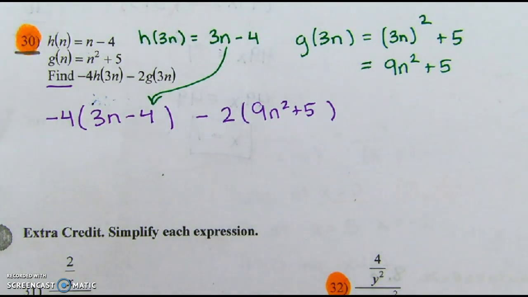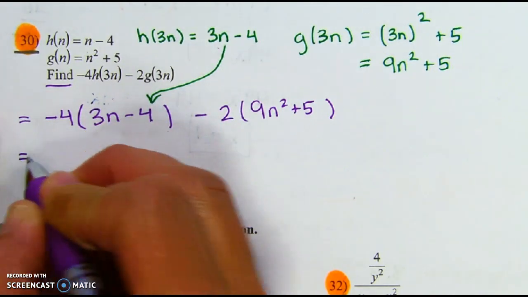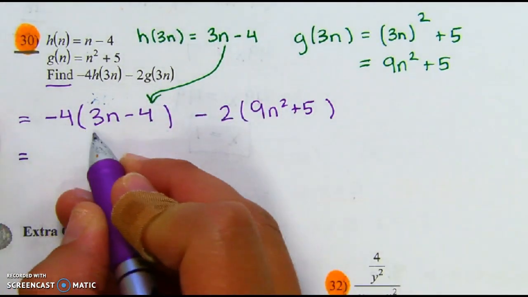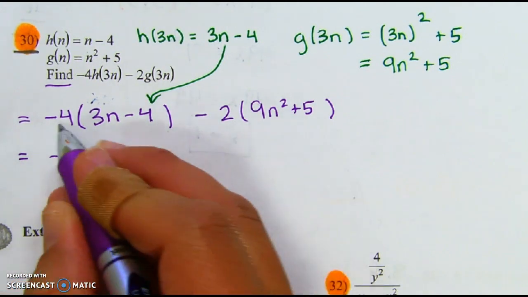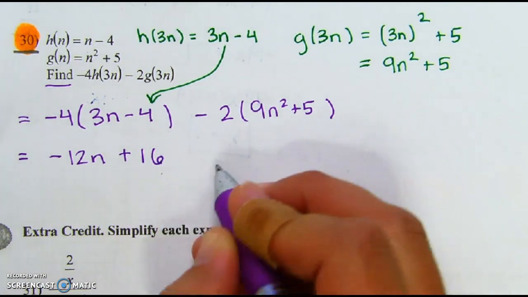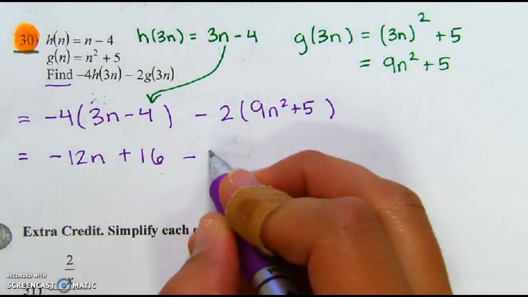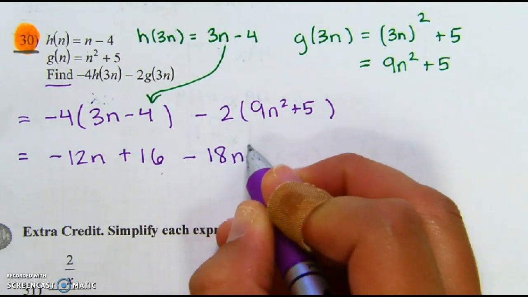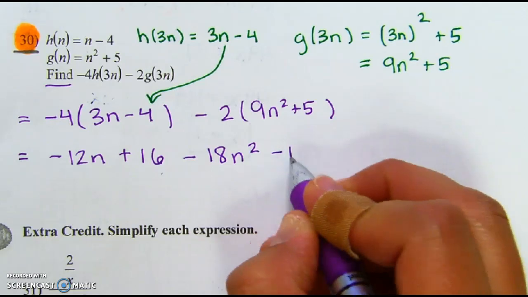So we started with some substitution, but now all we have to do is distribute and combine like terms. So here we go. -4 times 3n is -12n. What's -4 times -4? Positive 16. -2 times 9n squared. And then -2 times positive 5.